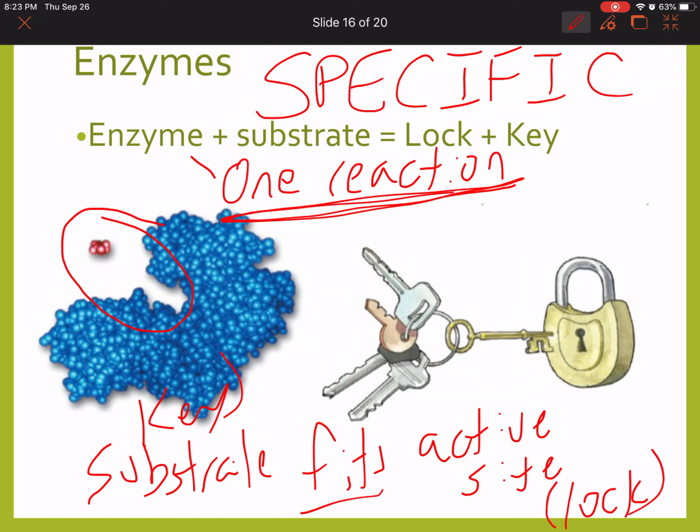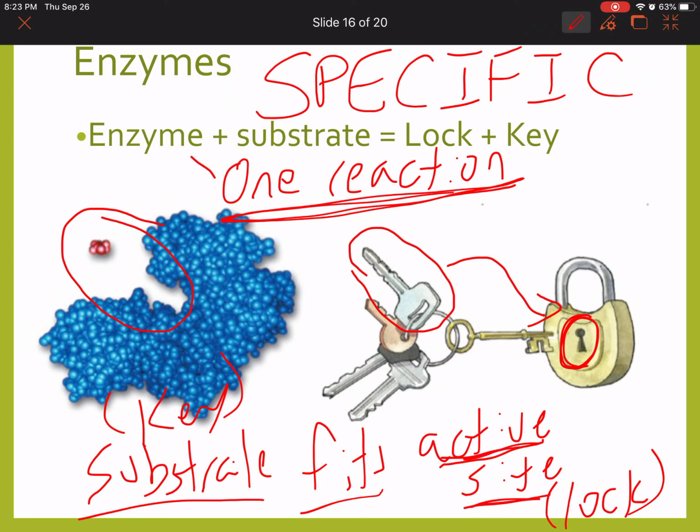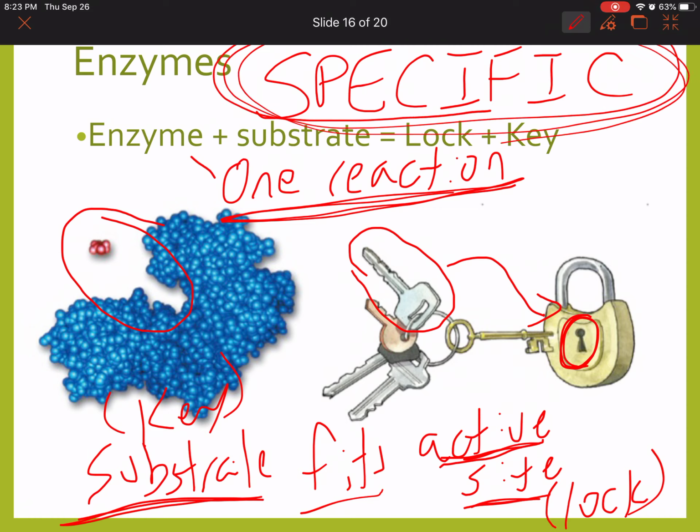Okay? So every enzyme has a very specific active site shape. Different shape, different enzyme. Each shape fits one and only one key. Each active site fits one and only one substrate. So this means reactions are very, very specific. All right? Makes them unique, makes them really powerful. They have a lot of control in your body.